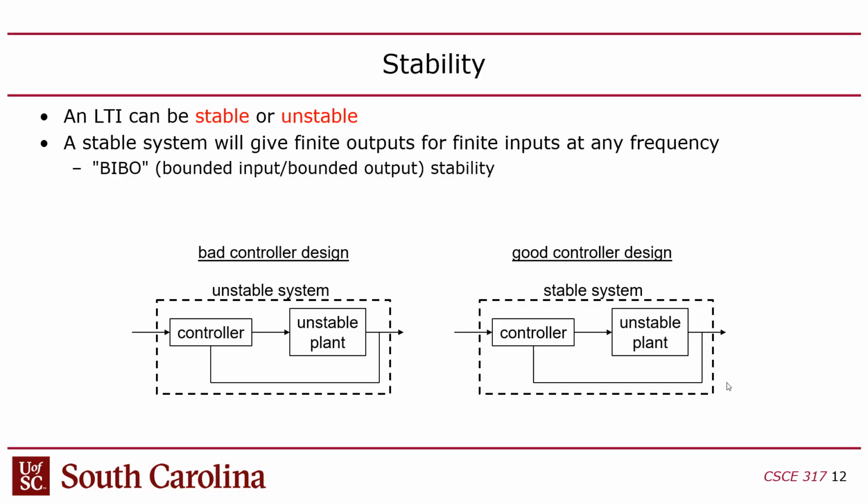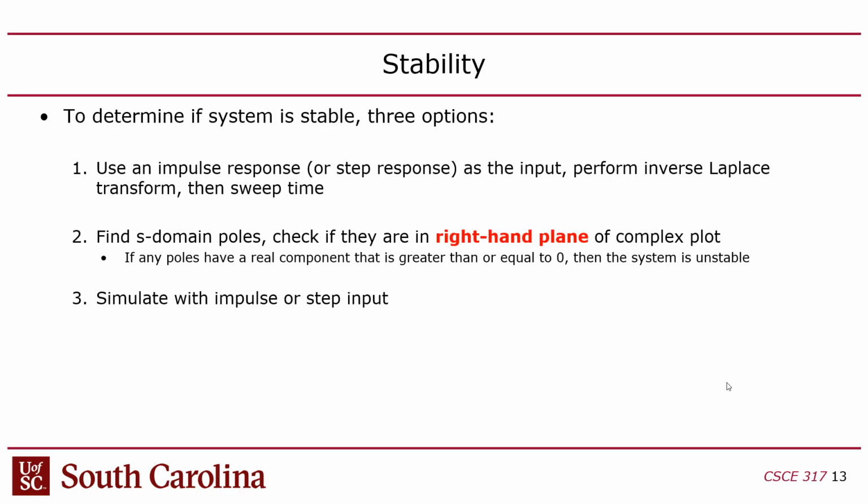We want to be able to keep all the variables bounded, meaning limited to a certain dynamic range, right? Okay, so that's called BIBO, bounded input, bounded output stability, right? So how do you know if a system is bounded? There's a few different ways.